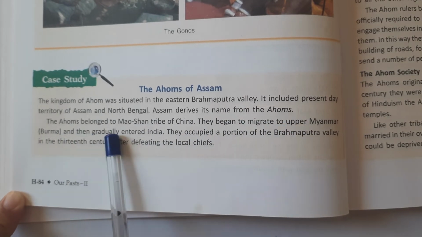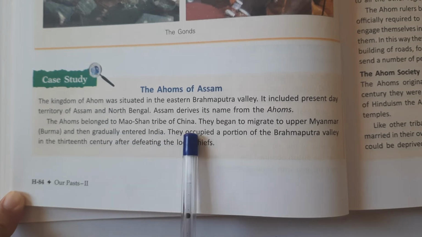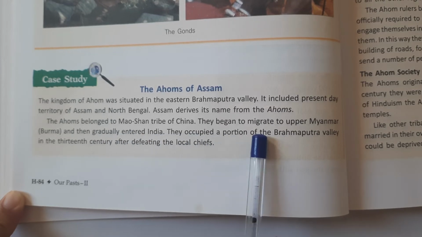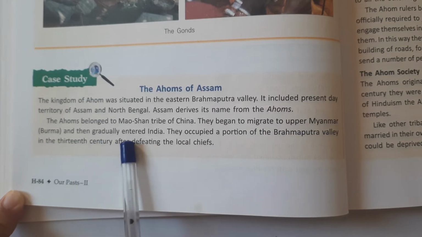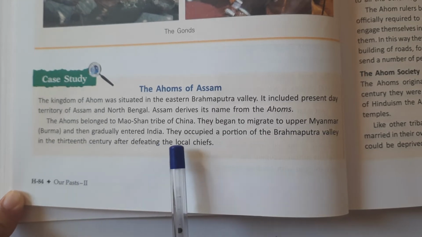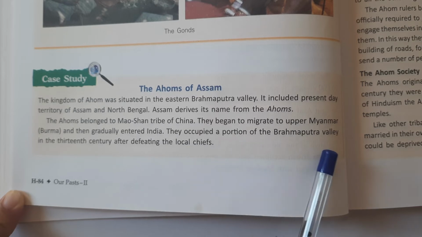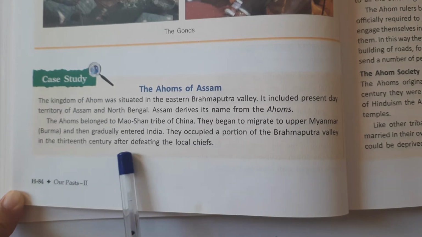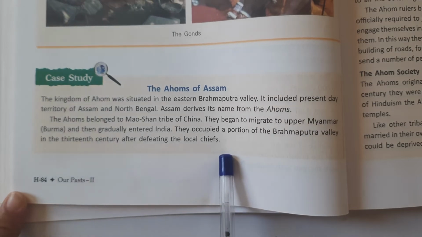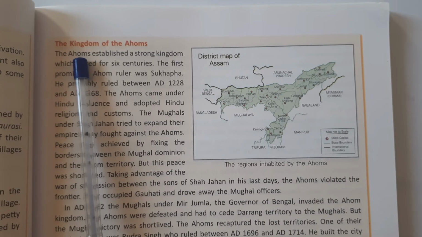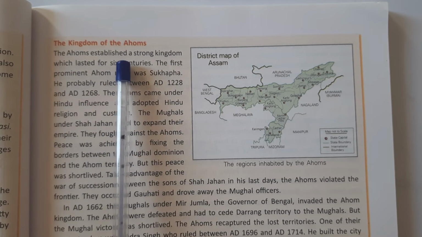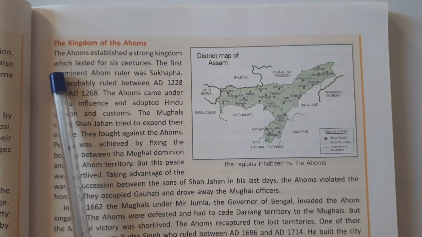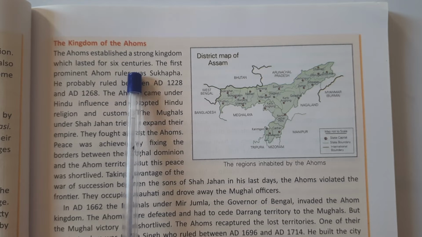The Ahoms belong to Mao Shan tribe of China. They began to migrate to Upper Myanmar, Burma, and then gradually entered India. They occupied a portion of the Brahmaputra valley in the 13th century after defeating the local chiefs. The kingdom of the Ahoms. The Ahoms established a strong kingdom which lasted for 6 centuries.